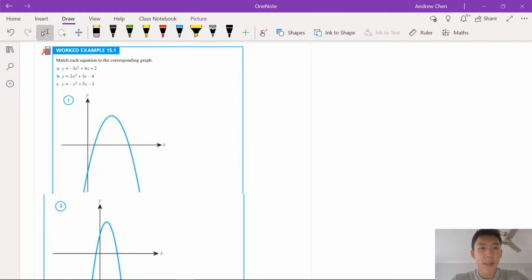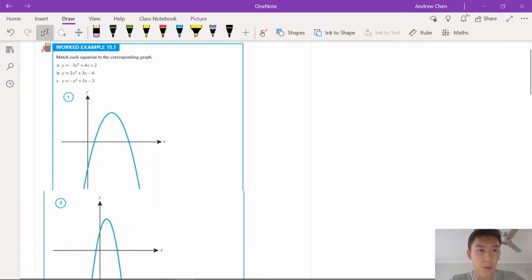15.1. Match each equation to the corresponding graph. Okay, so let's have a look at these equations right now. They're all in standard form, so ax squared plus bx plus c. Now, from this form, we can figure out which way the graph goes, so whether it's a smiley face or a sad face, and where the y-intercept is.